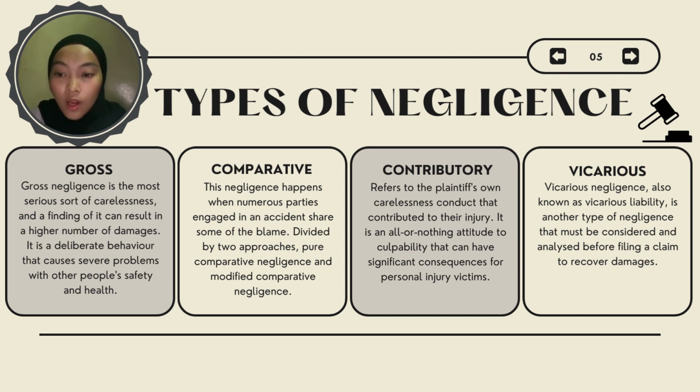So next is comparative negligence. Comparative negligence happens when numerous parties engaged in an accident share some of the blame. This negligence is divided into two approaches, which are pure comparative negligence and modified comparative negligence. Pure comparative negligence will only pay for what they were entitled to. As an example, if they were found to be 60% guilty, they will only get 40% of the compensation.